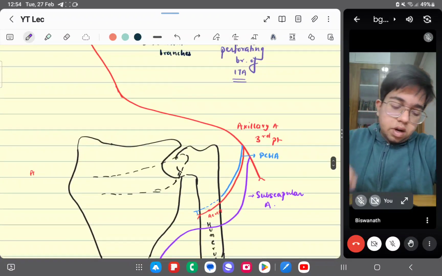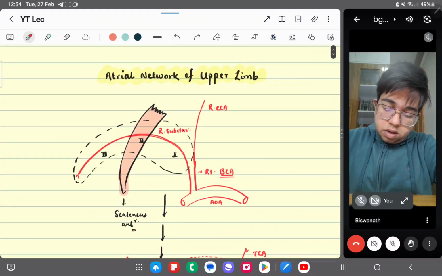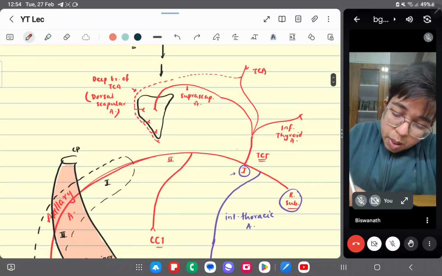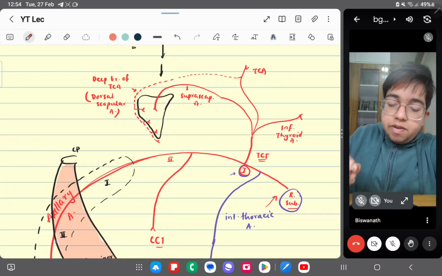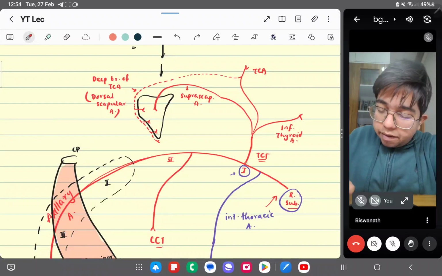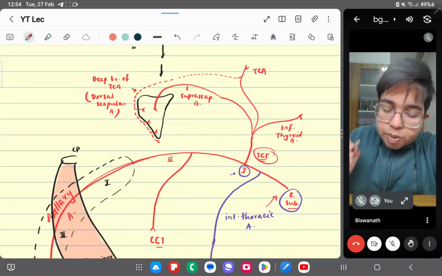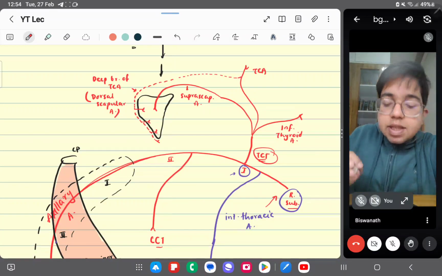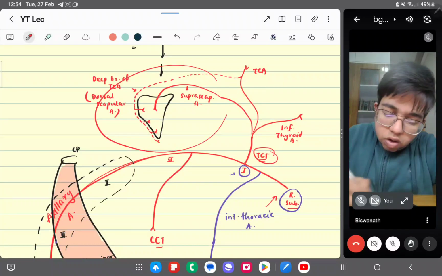Then you know this part. Do you know? From the first part of the right subclavian, be very careful, your TCT was being given. This TCT was giving the suprascapular artery as well as the transverse cervical artery, which will be giving the dorsal scapular artery. Do you understand this part?